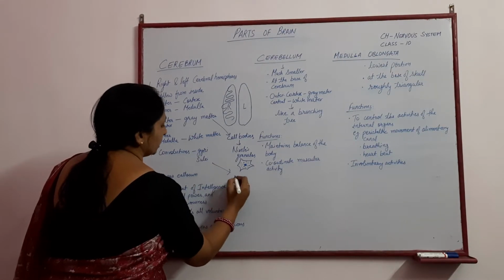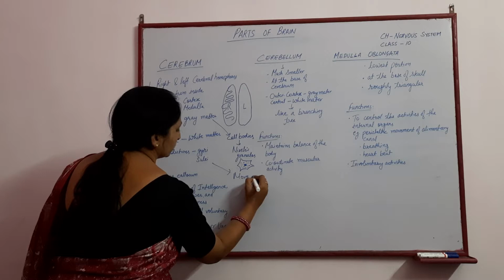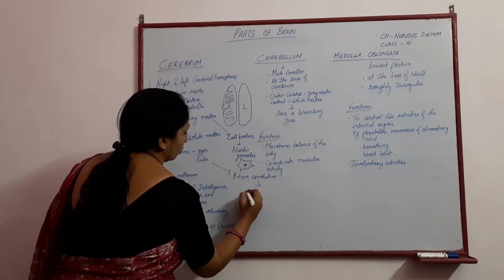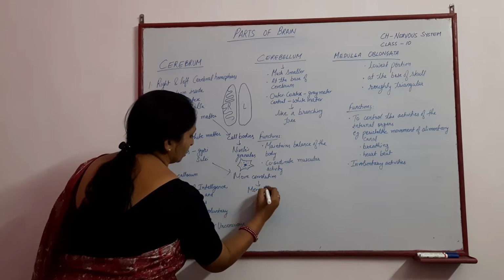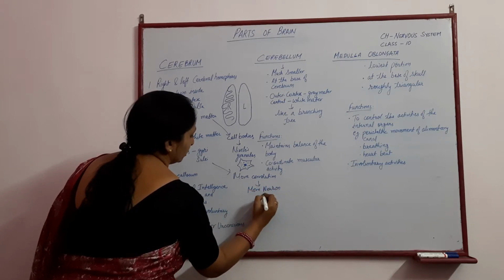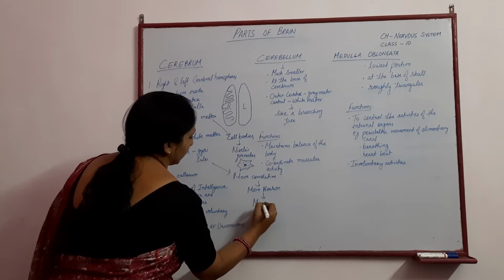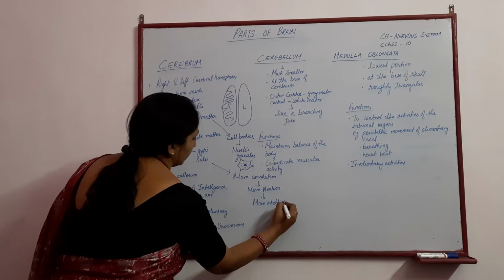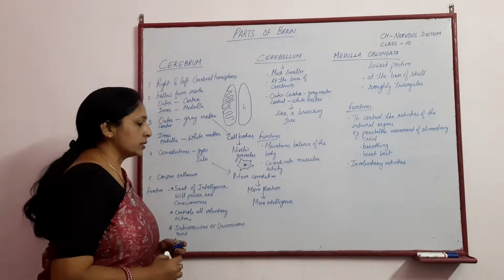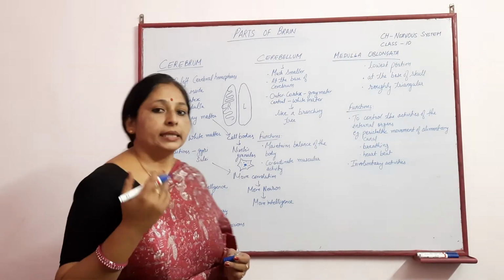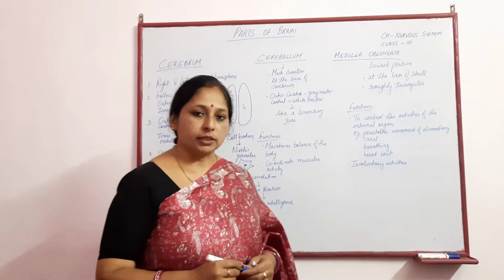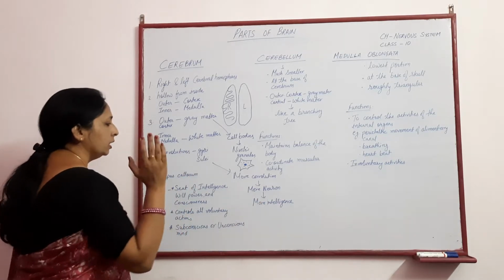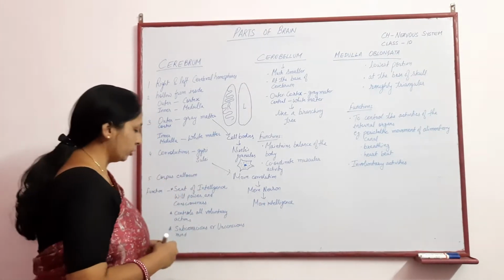More convolutions means more neurons, and more neurons means more intelligence. If in a person's brain the convolutions are more, then the person is more intelligent. In this, intelligence is related with the convolutions or number of neurons.